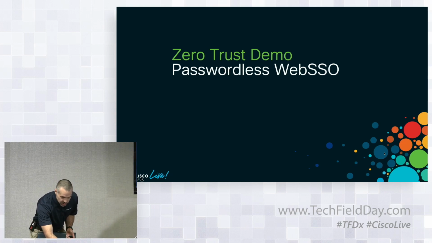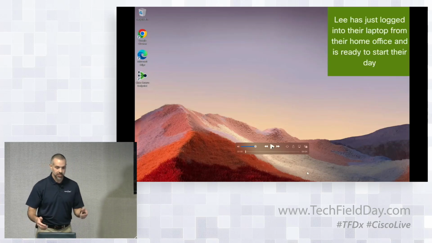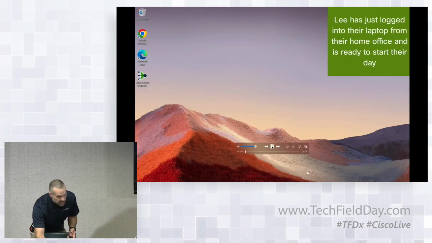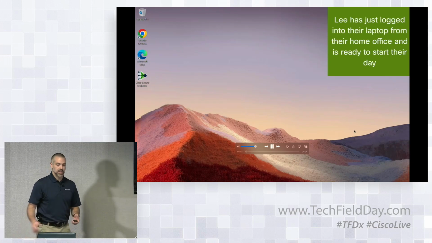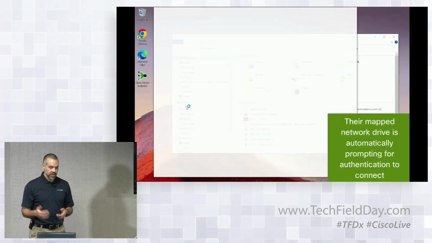And the first one I have up for you is to go over the full gamut of zero trust with the authentication stack here. And so we've got Lee here. Lee's our persona, and Lee's basically just going about the day-to-day activities that they do. They're going to start out here by accessing their file share. So they might have a mapped drive or something like that, and they go to access that.